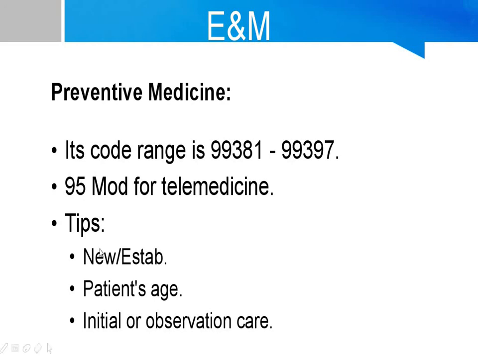Okay, and the tips. Initially we have to check if it is a new or established patient, the patient age, and initial or observation care. If it is an inpatient hospitalized patient, we have to check if it is initial or observation, because at that particular time only can we give them medicine particularly. Age: why age? Because sometimes for some medicines the age is a big issue, so we have to check the age as well.